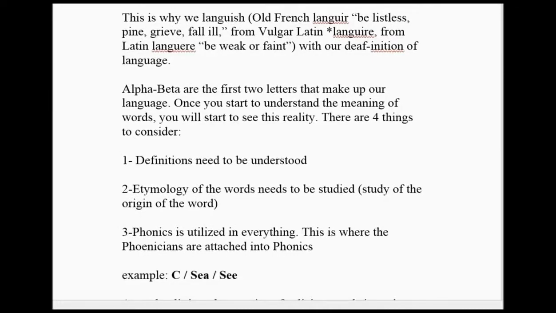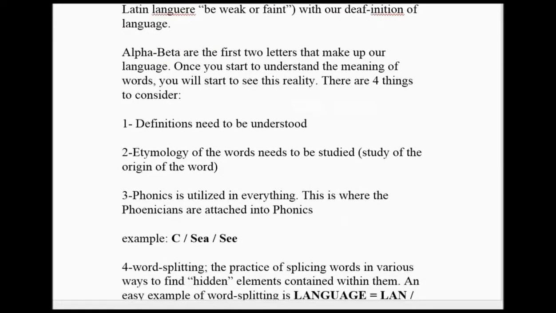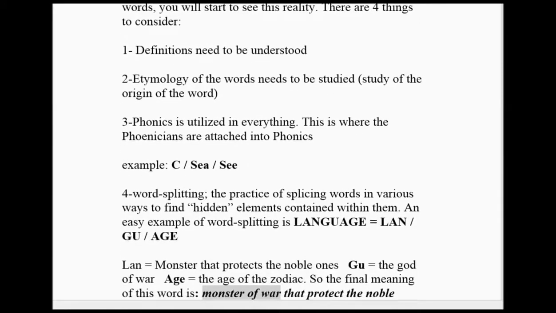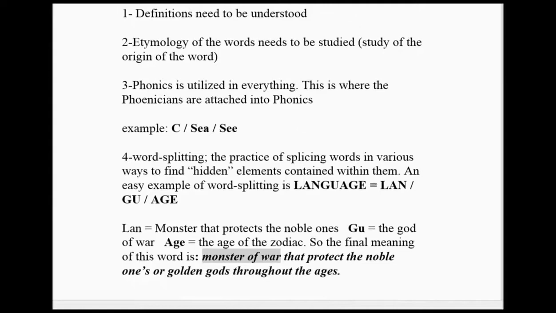Alpha, beta are the first 2 letters that make up our language. Once you start to understand the meaning of words, you will start to see this reality. There are 4 things to consider. 1, definitions need to be understood. 2, etymology of words needs to be studied. It's the study of the origin of words. Phonics is utilized in everything. This is where the Phoenicians are attached to phonics.